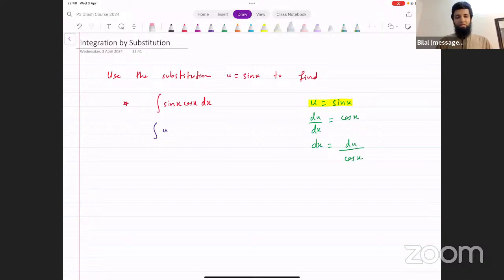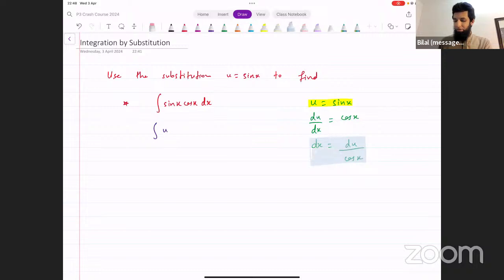In every single substitution that you do, you're going to start like this. You will have the substitution given, you will differentiate it. After differentiating, you will make this thing the subject, whatever is here in the original integral. This is dx, you want to make dx the subject after differentiating. And that gives you dx equals du over cos x.